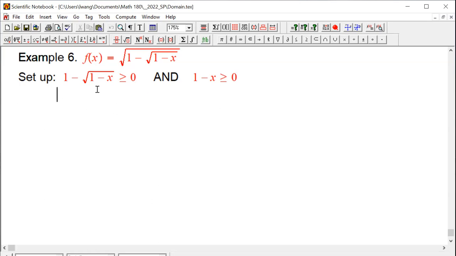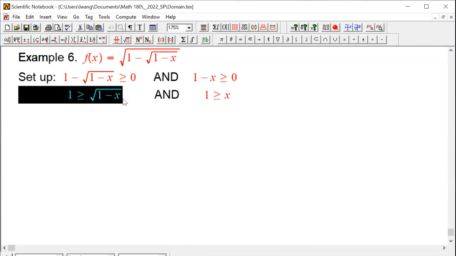So for the first one, if we add the square root part, we're going to have 1 greater than or equal to square root of 1 minus x. And of course, we're going to maintain that relationship. We don't combine them yet. And over here, you add x on both sides, you end up with 1 is larger than or equal to x. So this part is already solved, which is the same as x less than or equal to 1. But this part requires a little more work.